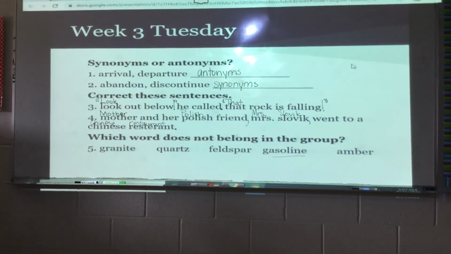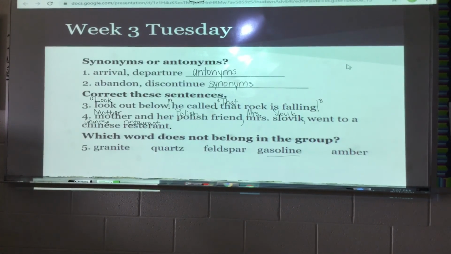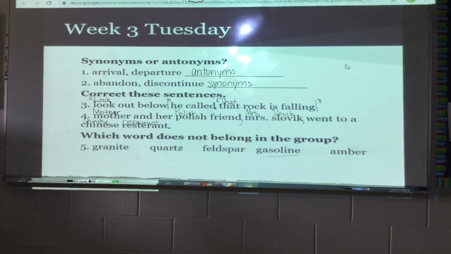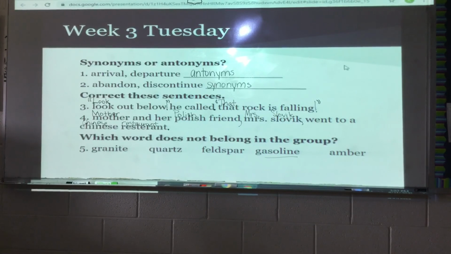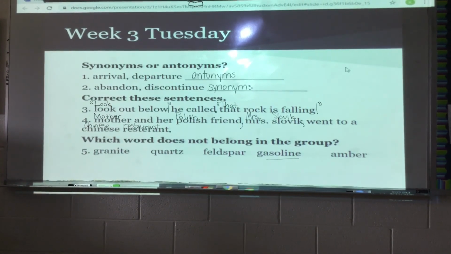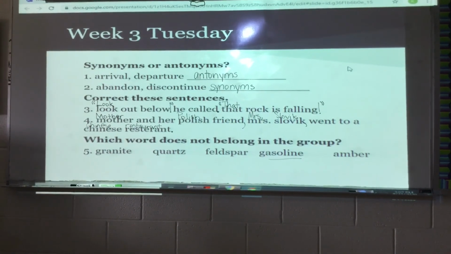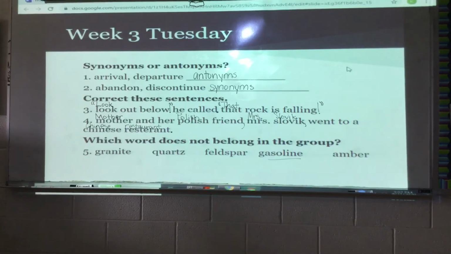Number 4 reads, Mother and her Polish friend, Mrs. Slovik, went to a Chinese restaurant. Always capitalize the first word of a sentence. Polish and Chinese, those are both proper adjectives. So therefore, they need to be capitalized. Mrs. Slovik is a proper noun, so we capitalize it.